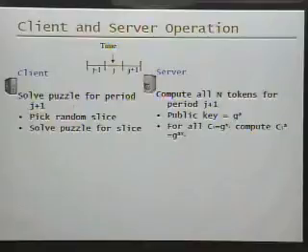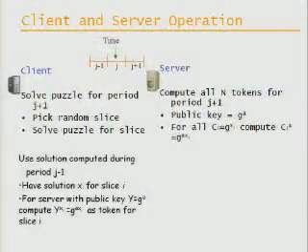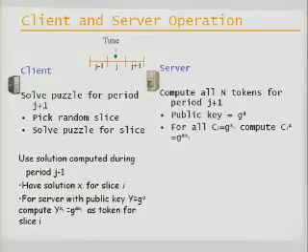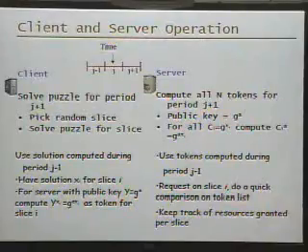Right. So just to review the process, the client in time period j is going to solve puzzles for the next time period, picking a random slice. The server is going to compute all n tokens for the next period during the current period. The client is going to use the solution it computed during the previous period, et cetera. I talked about this. And the server is going to use the tokens it computed during the previous period. When the server gets a request, it just does a quick table lookup and comparison.